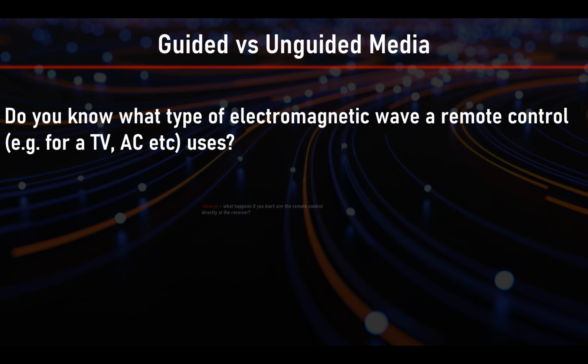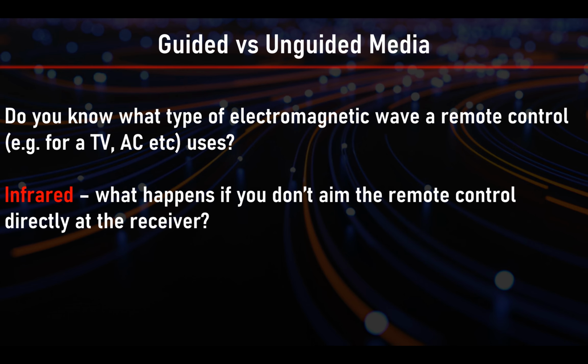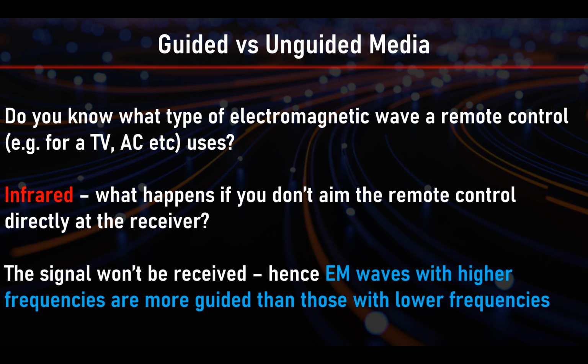All right, so let's say, remote control. A remote control is going to use infrared. And if you don't aim the remote control fairly directly at the receiver, then it's not going to receive it. Like if you aim it at 90 degrees from the TV, then the TV is not going to intercept that signal. So what we could say then, electromagnetic waves with higher frequencies are more guided than those with lower frequencies. That's why radio waves travel kind of spherically, since radio waves have low frequency.